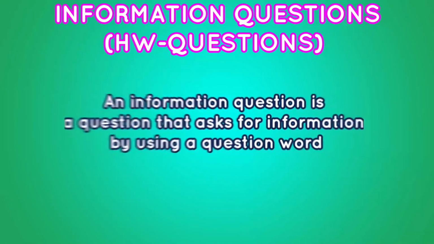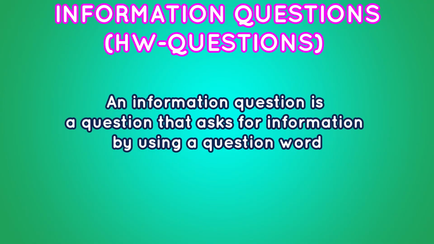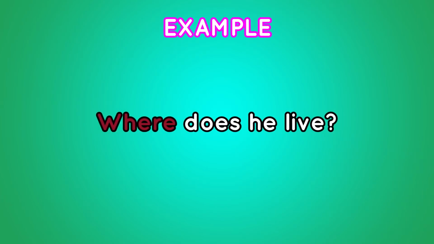But first, let's define what an information question is. This is a type of question that asks for information by using a WH word at the beginning. For example, where does he live? Notice that we placed the question word where at the beginning of the question.